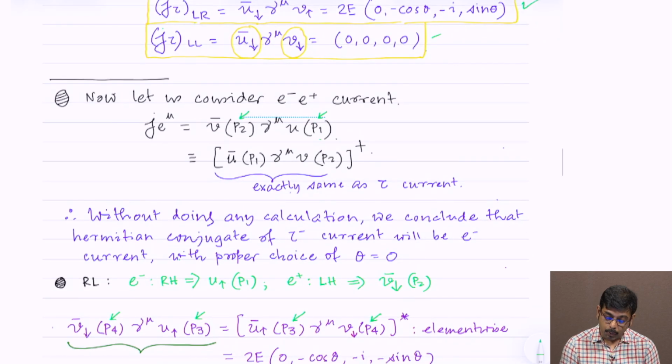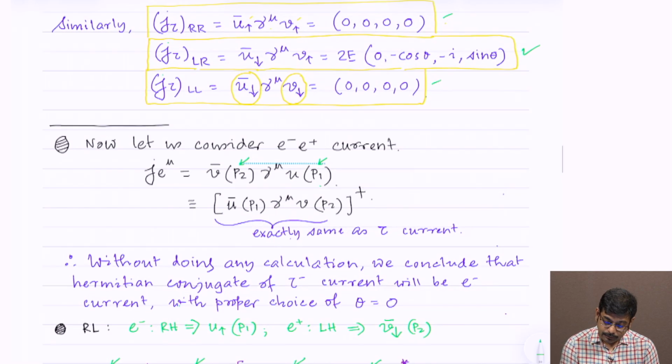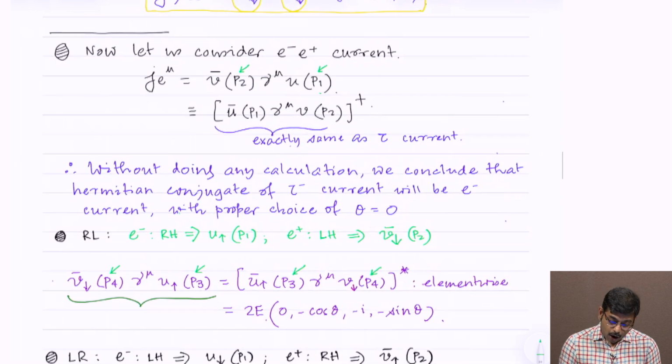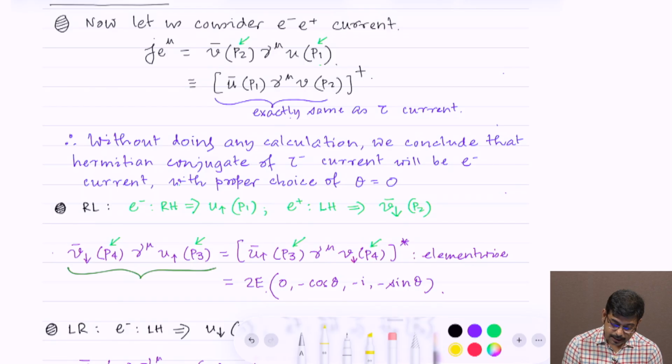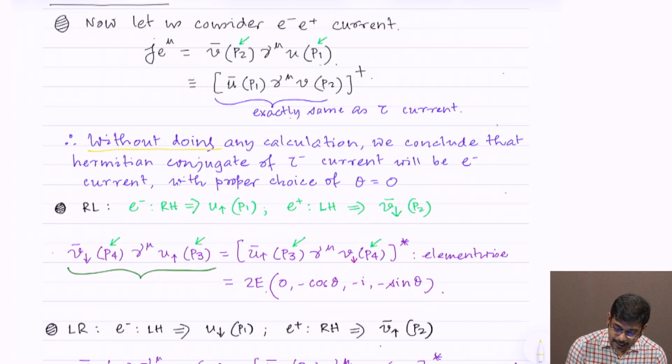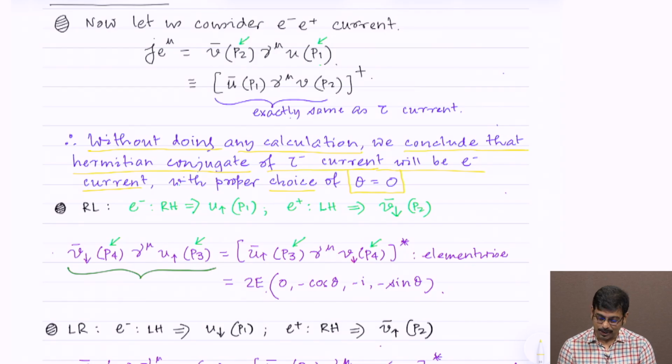But for the time being, I just see that if I take a dagger, I am going to get that particular form. So what is the demand? The demand is as follows: without doing any calculation at all, we can conclude that the Hermitian conjugate of the tau current which we have calculated will give me the electron current, however with a proper choice, and that choice is that in this particular case I have to resort to theta equal to 0.